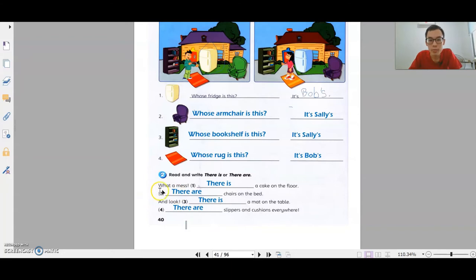Okay, let's read. What a mess. There is a cake on the floor. There are chairs on the bed. And look, there is a mat on the table. There are slippers and cushions everywhere.